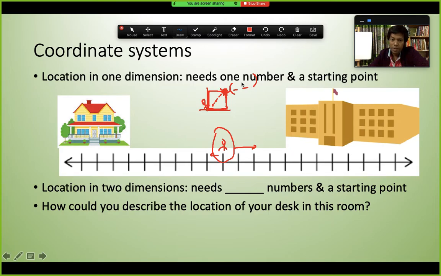So my point here is, to locate anything, we need some value. In one dimension, we need one value. In two dimensions, we need two values. In the left, how much? In the right, how much? In the up, how much? Suppose you are here, then I need to know in the left how much and in the up how much distance you are away. Then I can locate you.